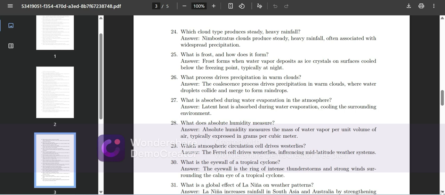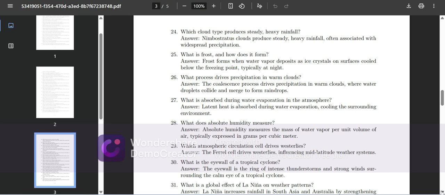What is frost and how does it form? Frost forms when water vapor deposits as ice crystals on surfaces cooled below the freezing point, typically at night.